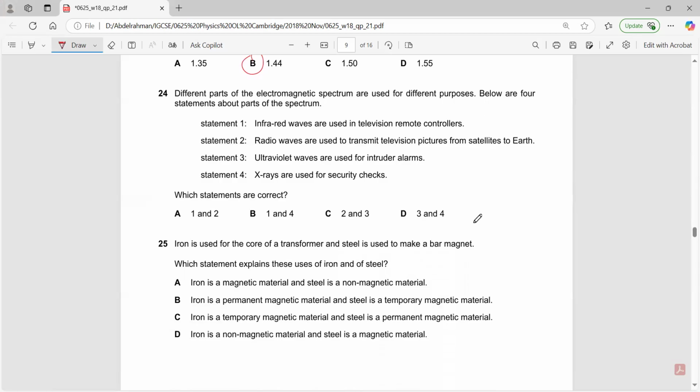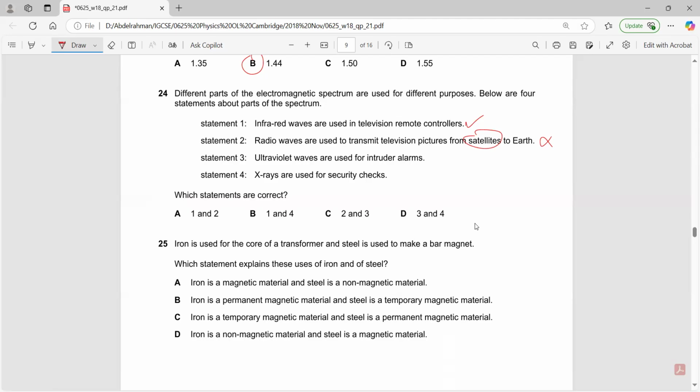Question 24. Different parts of the electromagnetic spectrum are used for different purposes. Which statements are correct? Statement 1, infrared waves are used in television remote controllers. Yes. Statement 2, radio waves are used to transmit television pictures from satellites. No. Microwaves are used in satellite transmission.